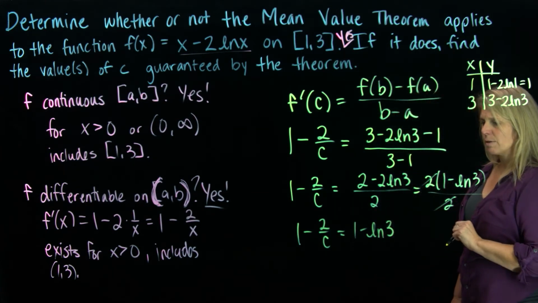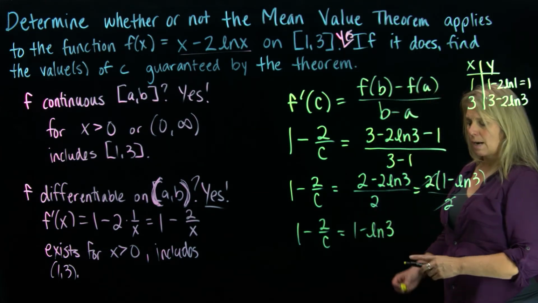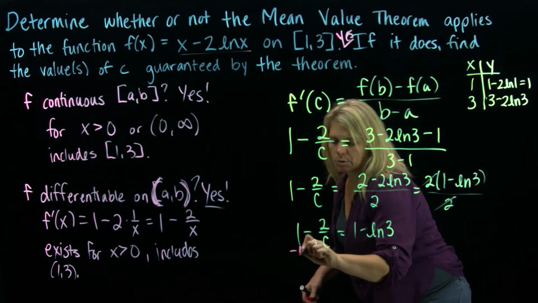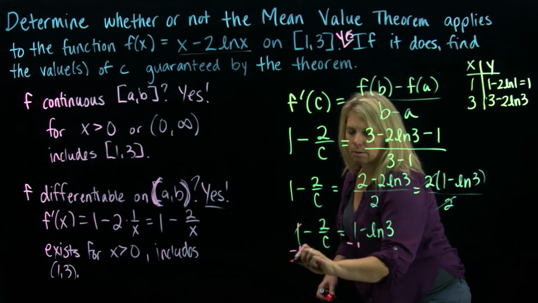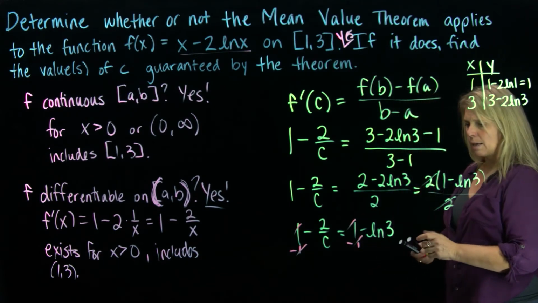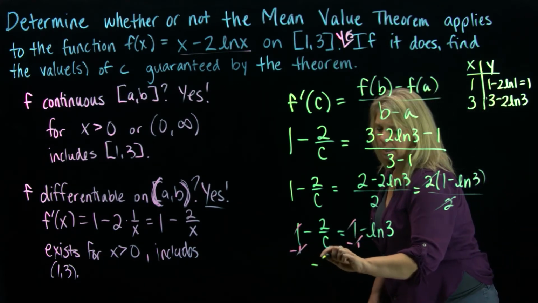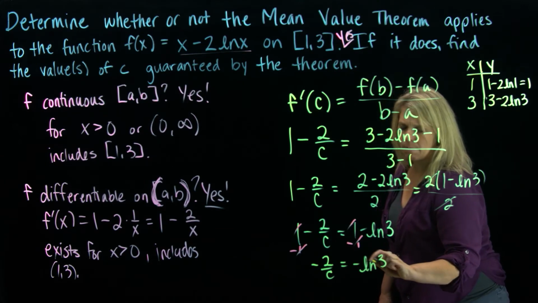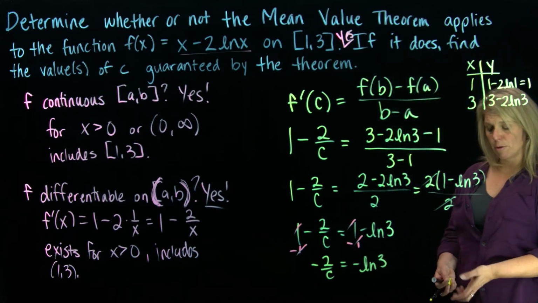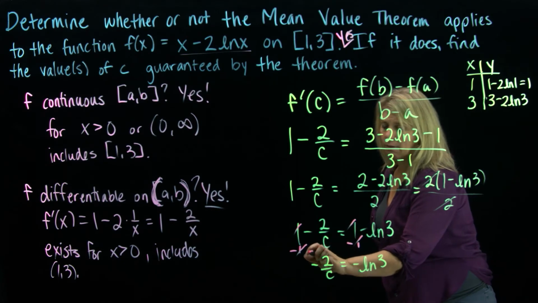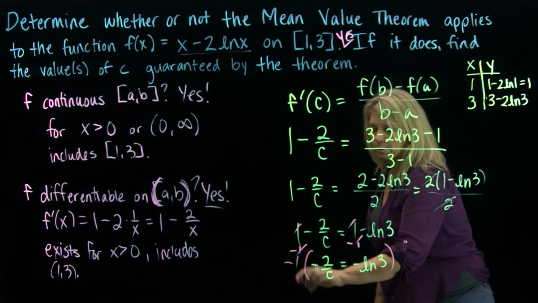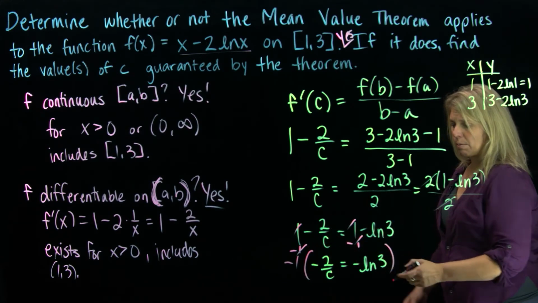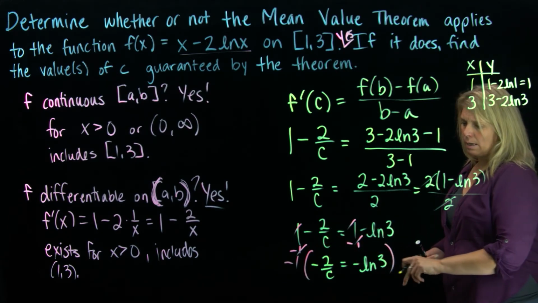I need to solve this for c, but one thing I might notice is that I have a 1 constant on both sides of the equation. So if I just subtract 1 from both sides of the equation, that term goes away, and I'm left with negative 2 over c equals negative ln of 3. Maybe multiply through by negative 1 next. As long as you're following legal rules of algebra here, there are a lot of orders you could do these steps in. All right, so maybe multiply through by negative 1.